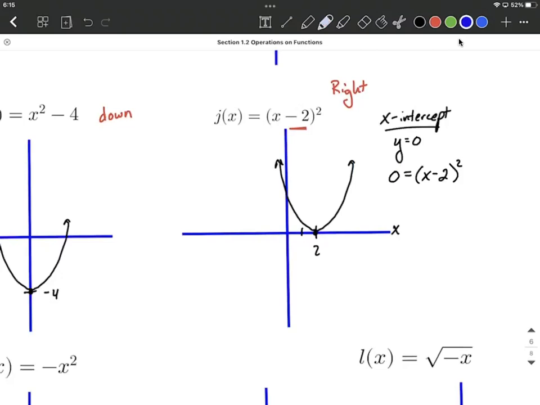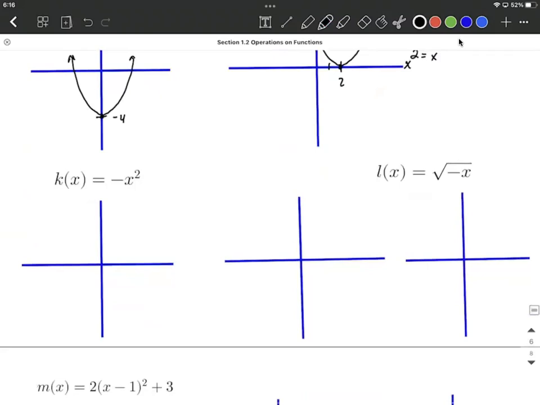Well, the whole right-hand side is raised to the second power. It's raised to an exponent, so let's apply a square root to both sides as an inverse operation to that square. This will give us 0 on the left-hand side, x minus 2 on the right-hand side. And by adding 2 to both sides, we're going to get positive 2 for our x-intercept. So hopefully that helps you believe that it actually is supposed to move to the right instead of to the left.